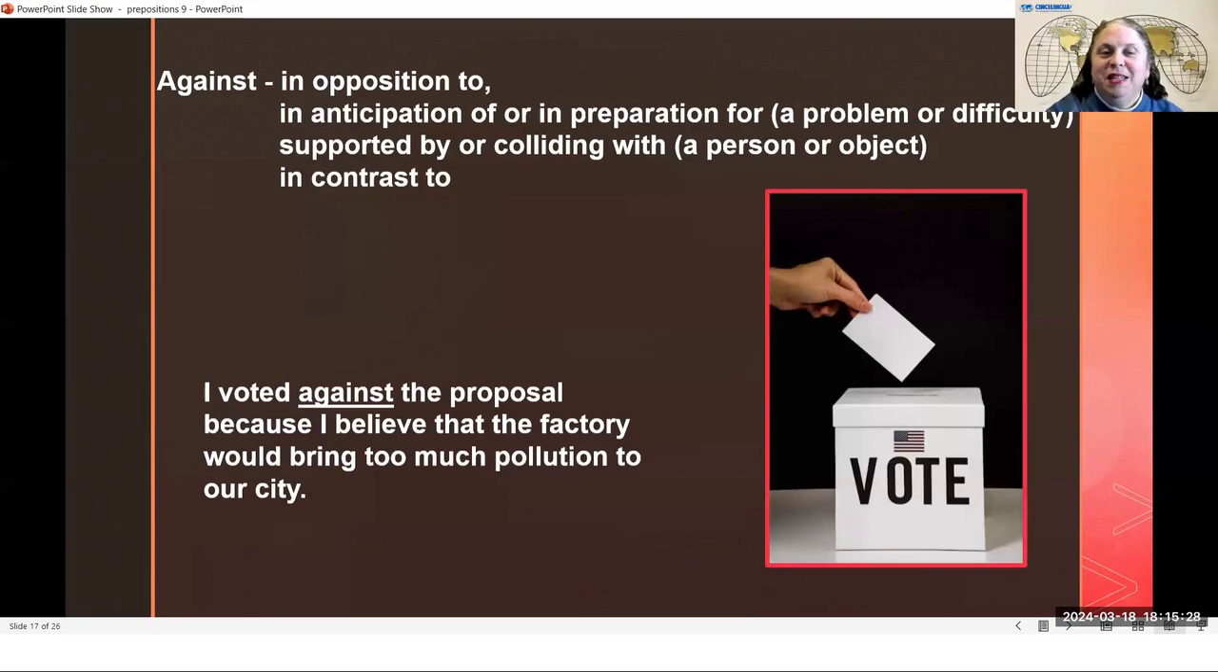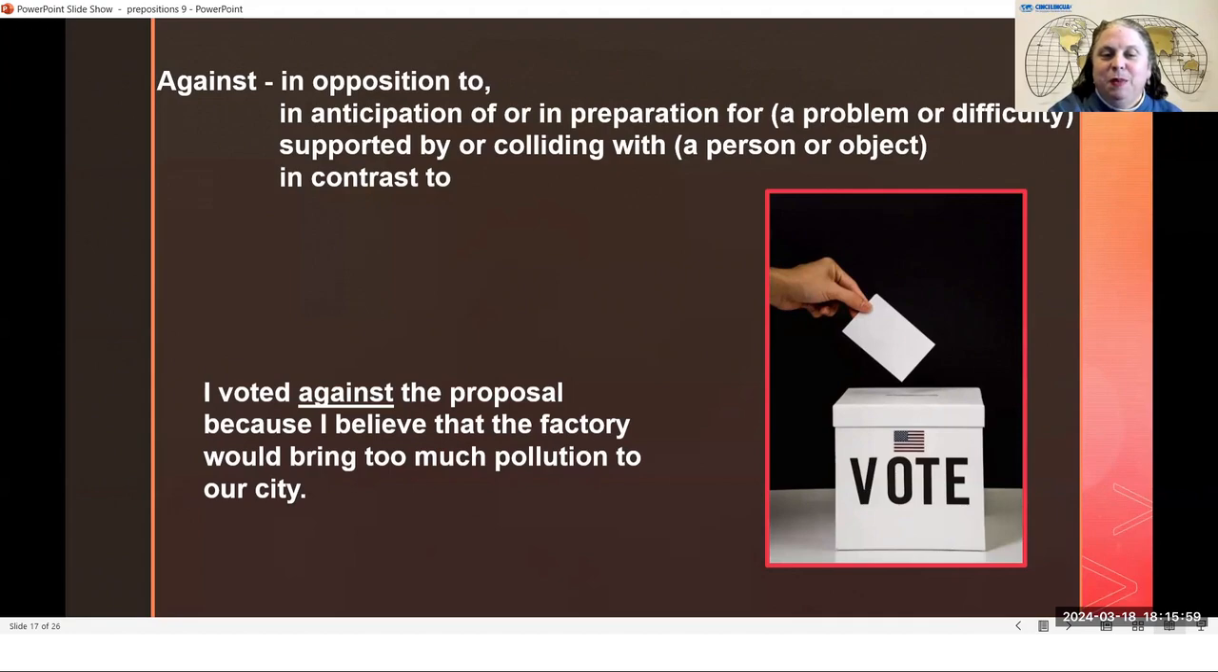Here is another example of being in opposition to something. I voted against the proposal because I believe that the factory would bring too much pollution to our city. So if I don't like something and I don't want that thing or that person to win the election, then I will vote against. I will be in opposition to that thing.